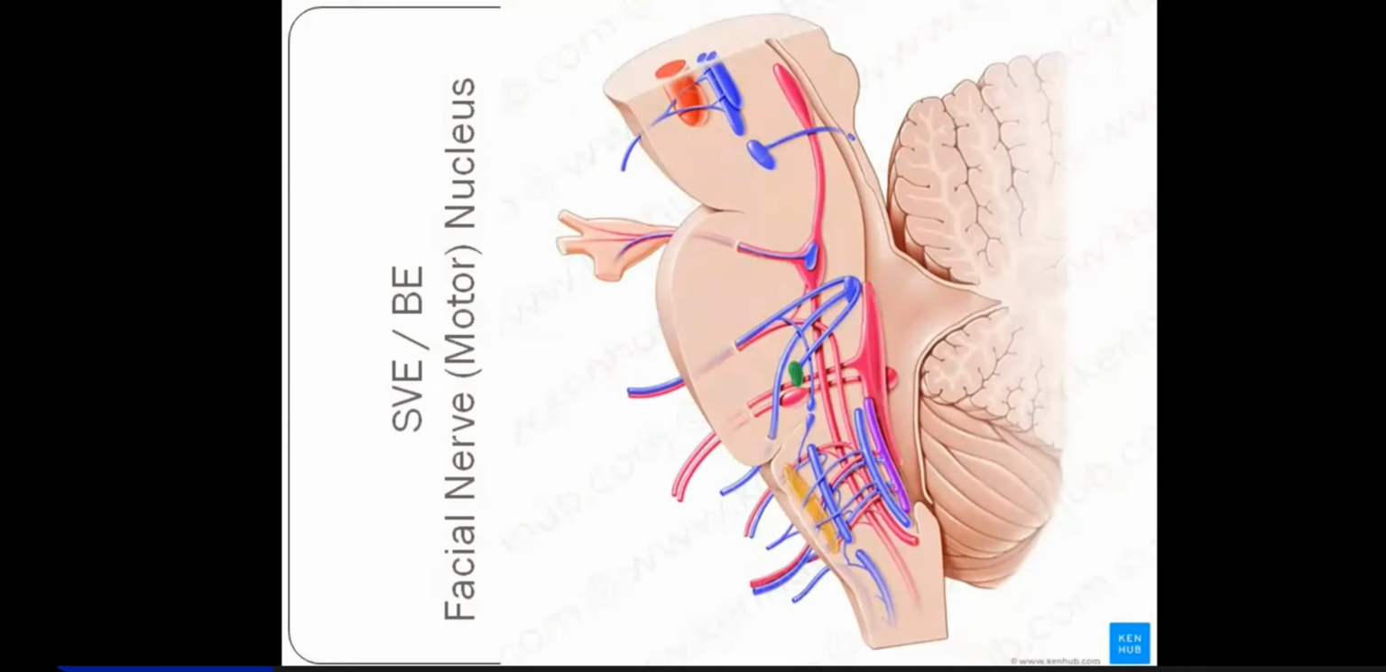So now we'll see in these further slides the location of these nuclei. First of all, the special visceral efferent, the branchial efferent nucleus. This nucleus is for the muscles of facial expression. Here you can see the pons, the midbrain and the medulla. Blue is the motor nuclei in the diagram. The red ones are the sensory nuclei. And the green one is the one which we are talking about.